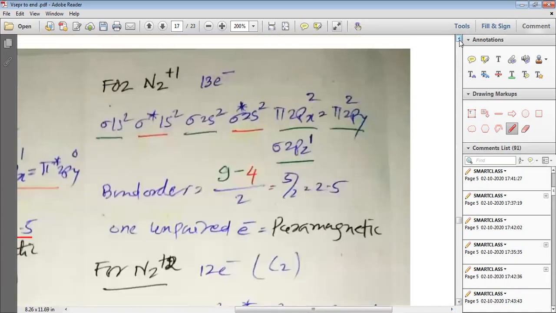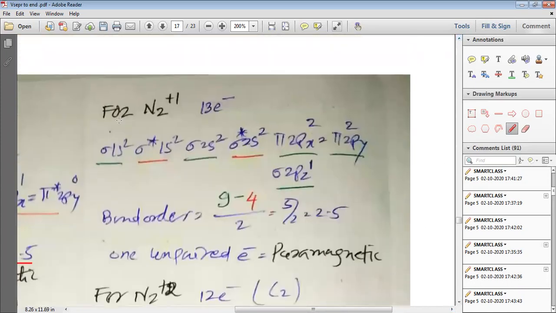Now, my dear students, we are going to study a few more species. Let us look at the N2 plus 1. In N2 there were a total of 14 electrons, so N2 plus 1 will have 13 electrons. The electronic configuration would be sigma 1s2, sigma star 1s2, sigma 2s2, sigma star 2s2, pi 2px2 equal to pi 2py2, and sigma 2pz1. Remember, here there is one unpaired electron.